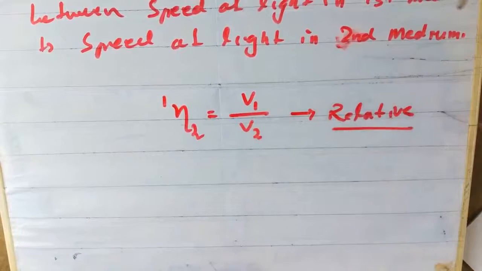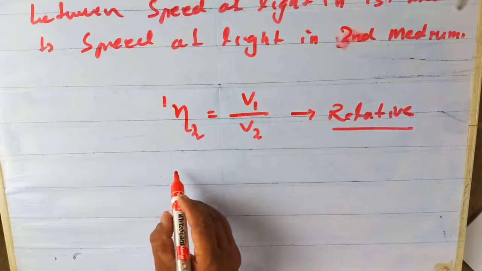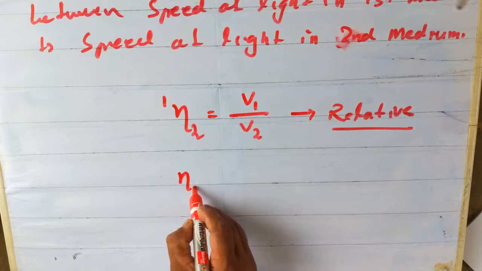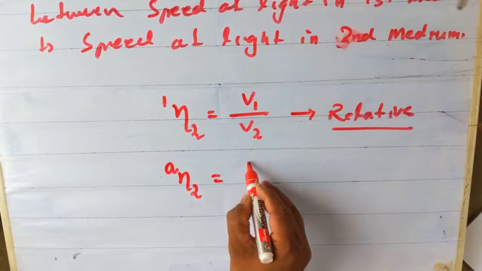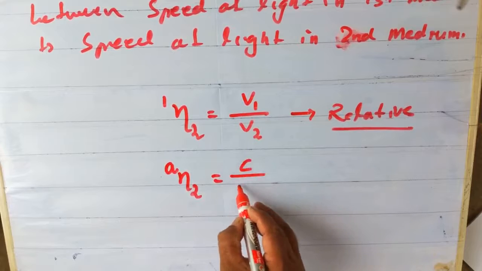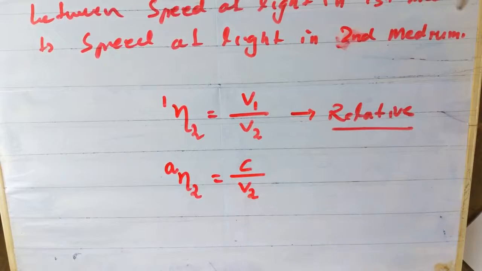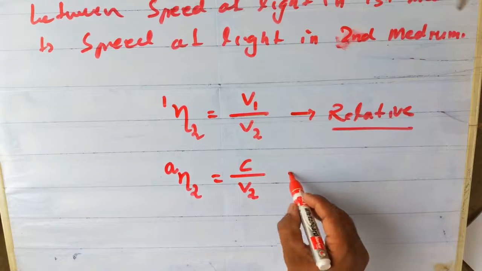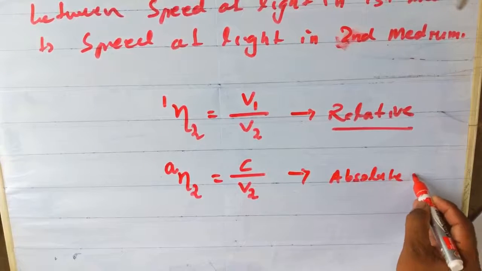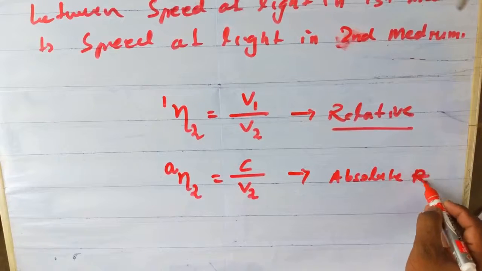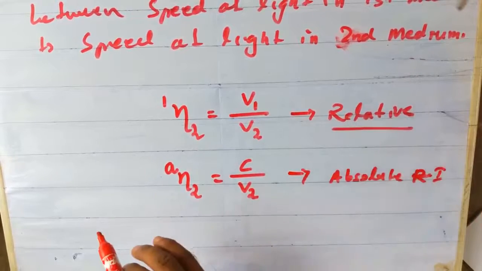If the first medium is vacuum, then it is called the absolute refractive index. Suppose I am going to find the second medium, and the first medium is air. Then the speed of light in air is denoted by C, so C by V2. Are you getting my point? So this is called the absolute refractive index. This is the relative refractive index.